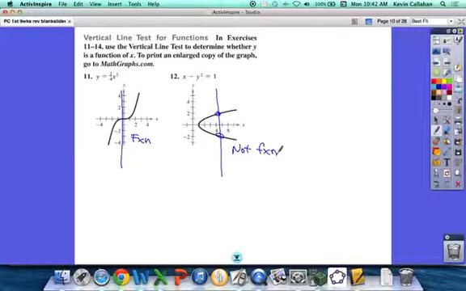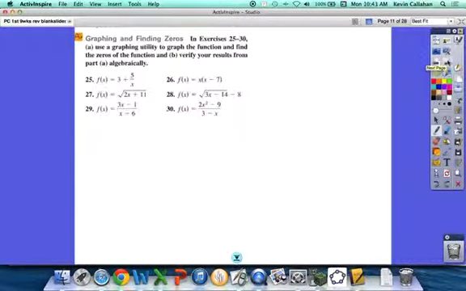This one was 11 through 14 on page 56. I didn't put the 13 and 14 because they jumped columns. I think we got everything we need out of it right there. The next one was the 25 to 30.